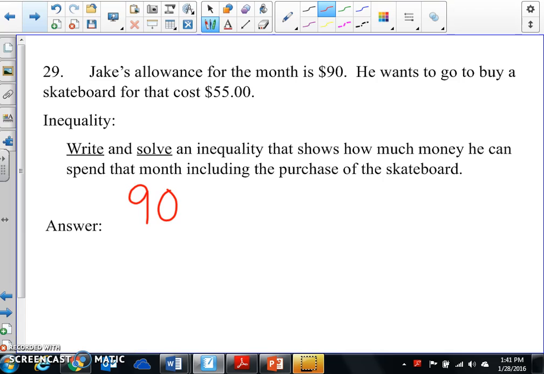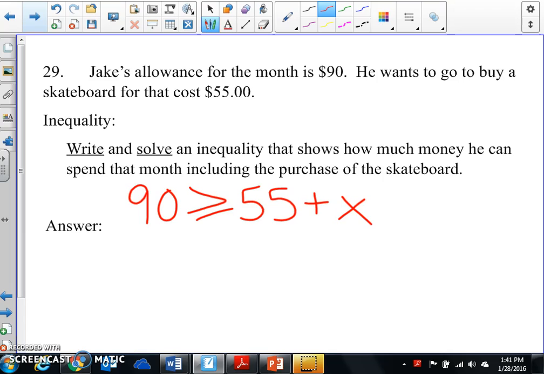He wants to go and buy, so he has $90. That's the most that he can spend. That's all he's got. He can't spend any more than $90. So if you're thinking about your inequality, 90 has to be greater than or equal to, because he can't go past $90. Then he wants to buy a skateboard for $55, and whatever's left over is left over.